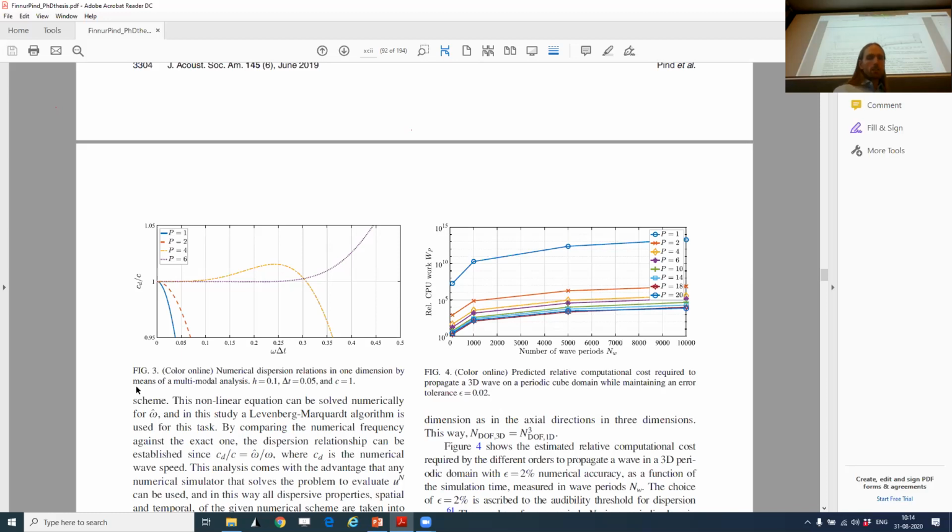So I think this dispersion analysis is fundamental in some sense. It shows, for example, the difference between low and high order and so on. I think that more or less holds when we go to 3D, but indeed the magnitudes of the errors might be different.